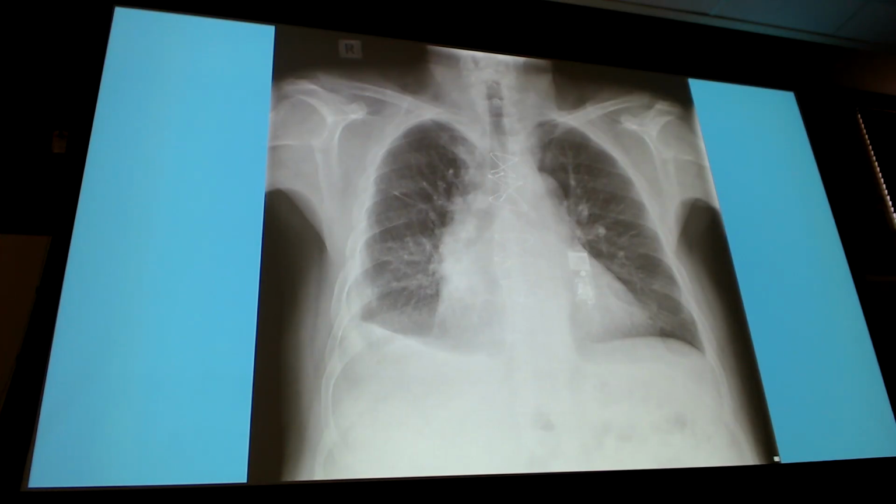This one has more prominent cephalization. Does everybody see the cephalization on this one? Look at how prominent these vessels are up here. This vasculature, these pulmonary markings. It almost looks like they should be down here with how thick and how prominent they are. Don't marry yourself just to the prominence, just look at the overall density of the lung. We are not getting darker as we go higher.